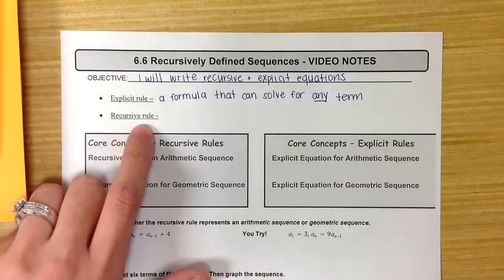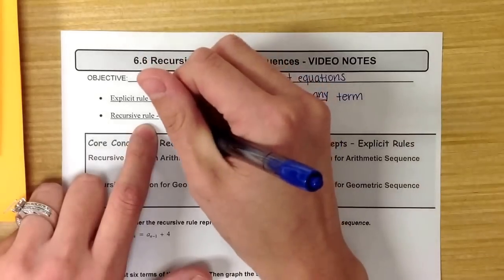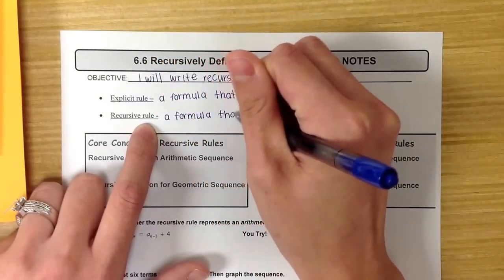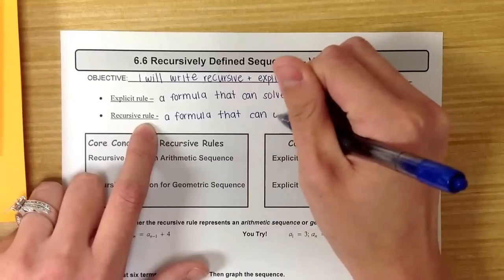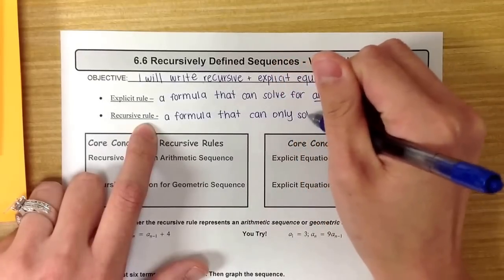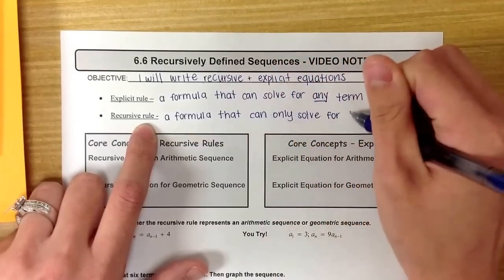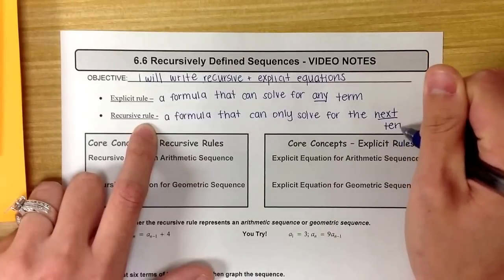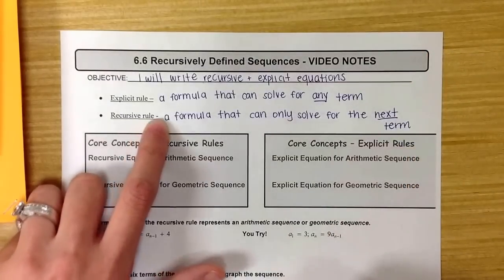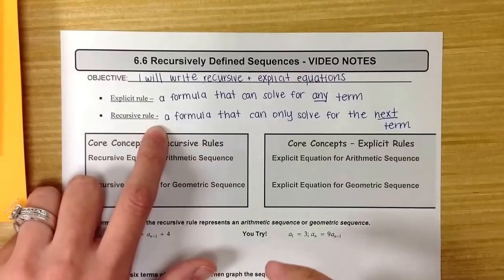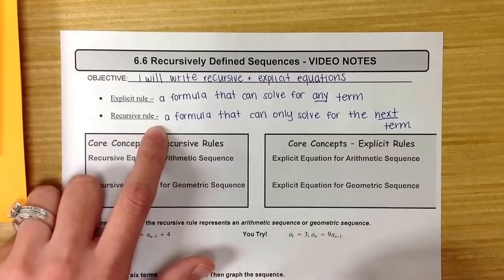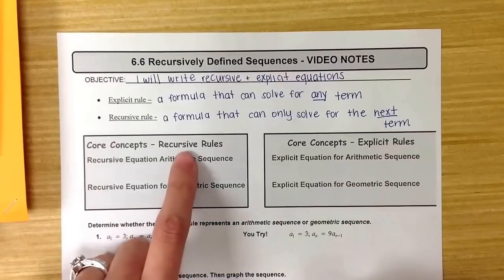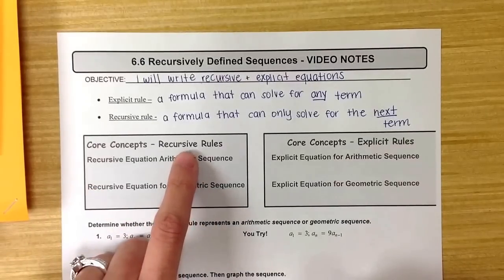Now that's different than a recursive rule though. A recursive rule is a formula that can only solve for the next term. As in, this formula can only solve for the term after what was given to me, and then after what was given to me. Okay, so recursive rules. This is the new stuff.